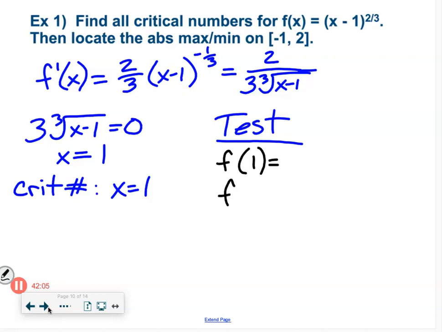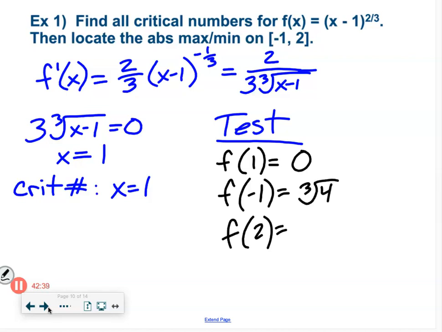endpoints, right, Anthony? What are the endpoints? -1 and 2. Are we plugging them into the derivative? No. Where? Original function. If I plug in a 1, what do I get? 0. If I plug in a -1, I get (-2) to the 2/3. 2/3 means 2 is your power, 3 is your root. -2 squared is 4, so this is the cube root of 4.